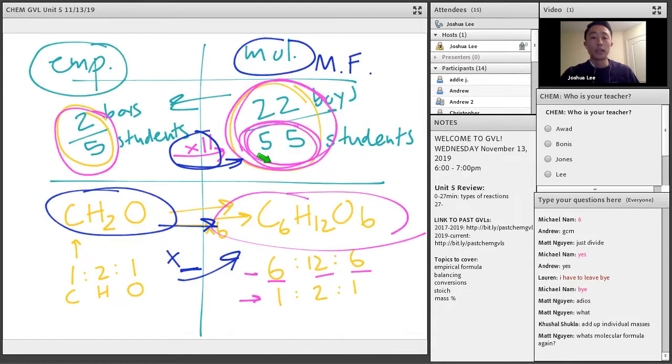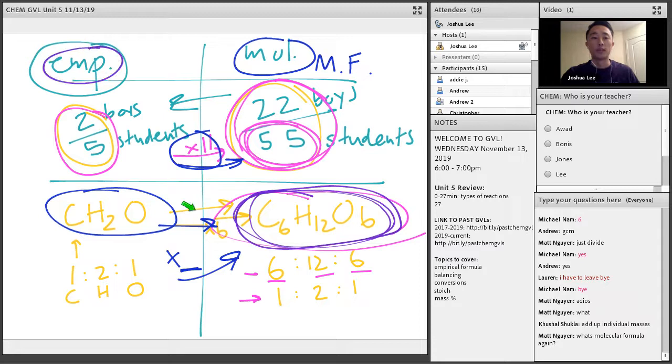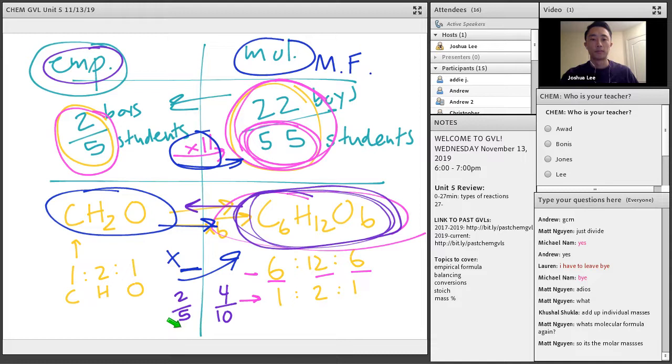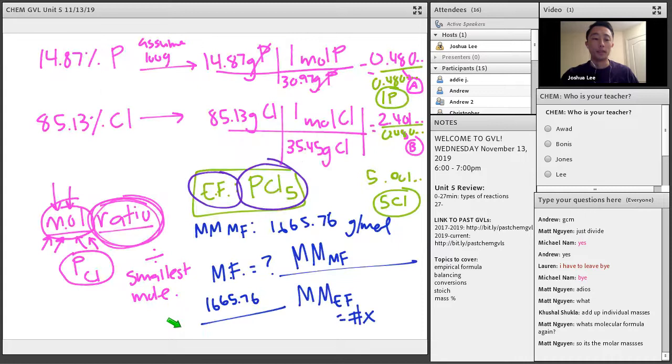So the molecular formula is like your actual molecule, like C6H12O6. But then your empirical formula is like the simplified version. So it's like instead of writing answer as 4/10, the simplified version would be 2/5. So we compare the molar masses. So we just want to know how many times bigger it is. So we want to know, okay, how many more phosphoruses do we need? How many more chlorines do we need? And we can figure that out by just comparing their molar masses.